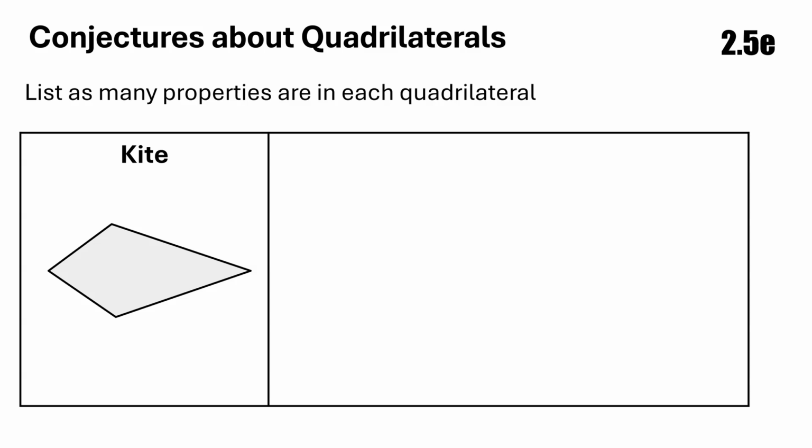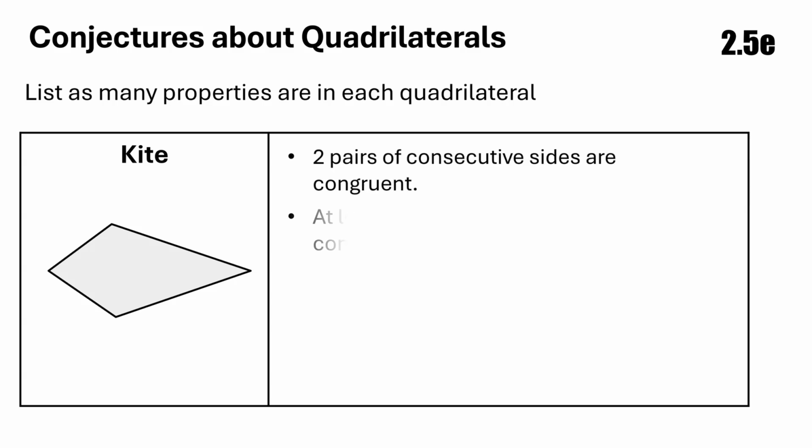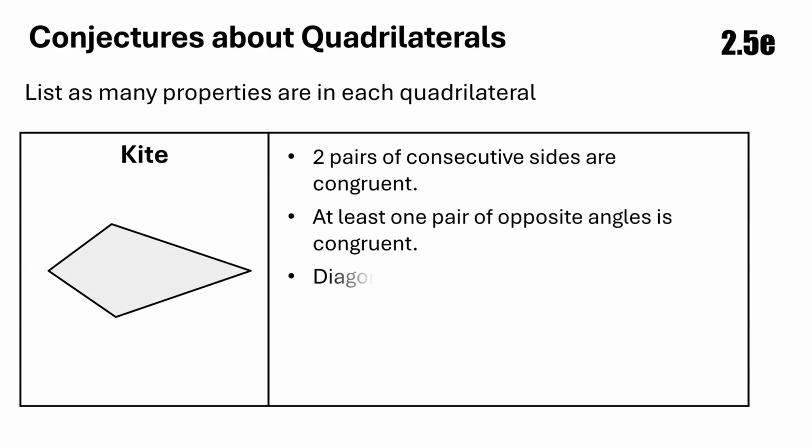The fifth quadrilateral is a kite. Every kite has two pairs of consecutive sides that are congruent. At least one pair of opposite angles is congruent. Diagonals are perpendicular.